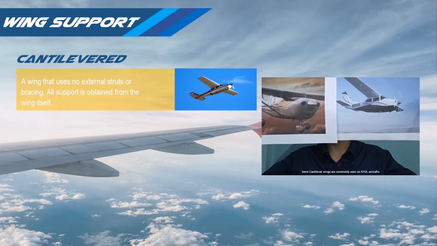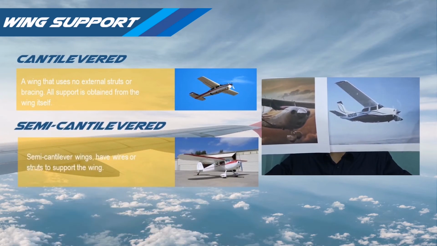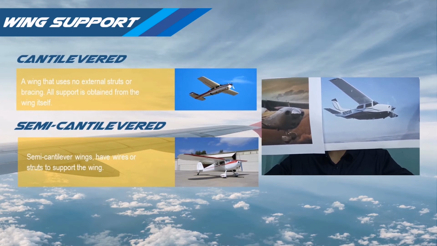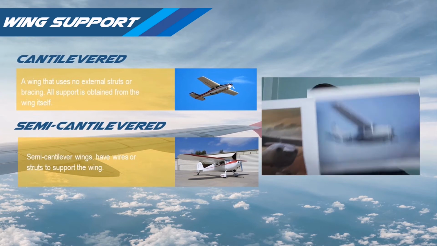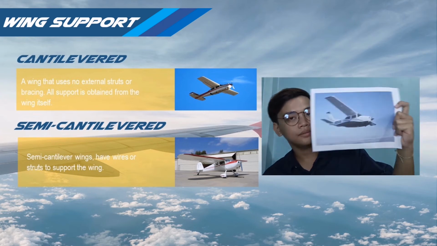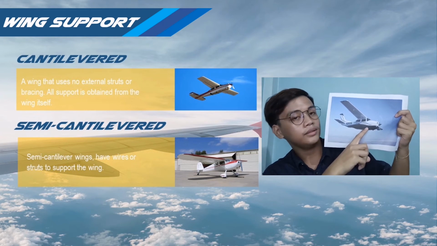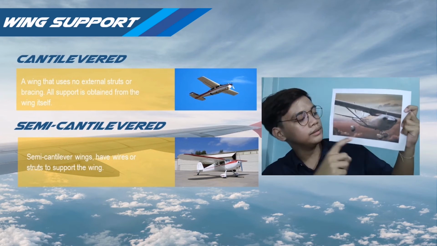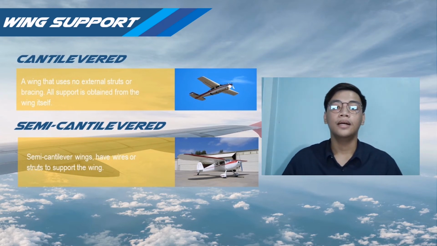It has wires or struts to support the wing. Here is a side-by-side comparison, of course. This being the cantilevered wing does not have any external struts, and this being the semi-cantilevered wing having external struts. Here is the cantilevered wing. There are no external struts coming from the fuselage connected to the wing itself, while the semi-cantilevered wing has external struts connected from the fuselage to the wing itself.